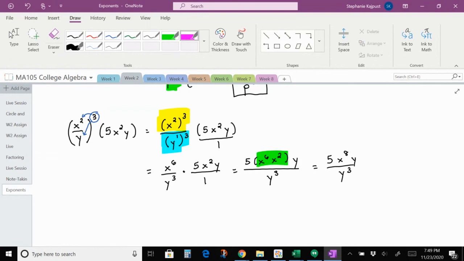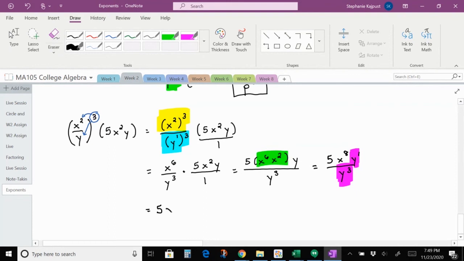Now, we're not done if we still have a variable that matches on the top and the bottom. So I've got a y on top and a y cubed in the denominator. So I need to simplify those further by using the rule where you subtract the exponent on the bottom from the exponent on the top. The y on the top, we can give it an exponent of 1. So it'd be 1 minus 3 when we simplify that.